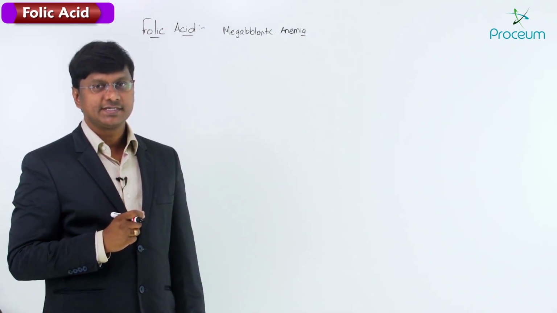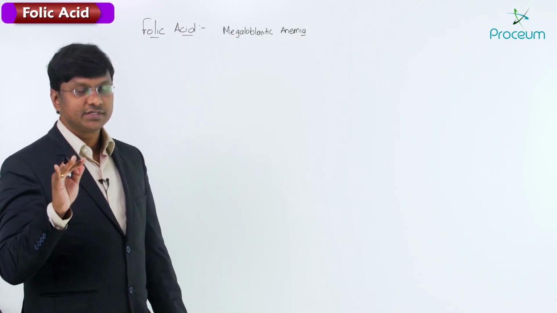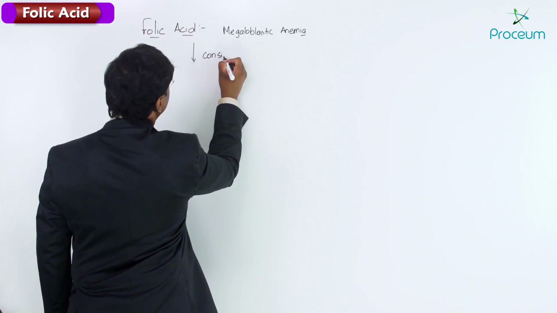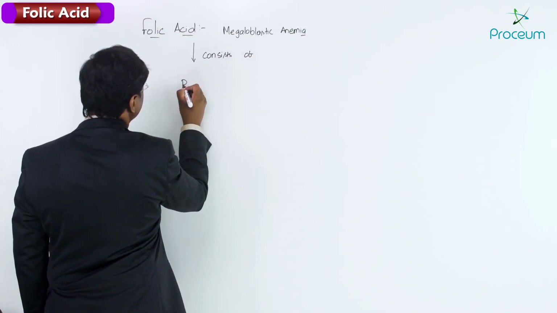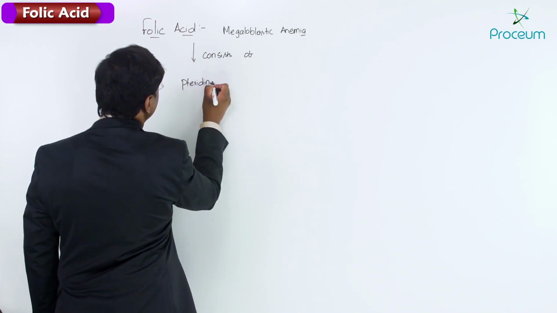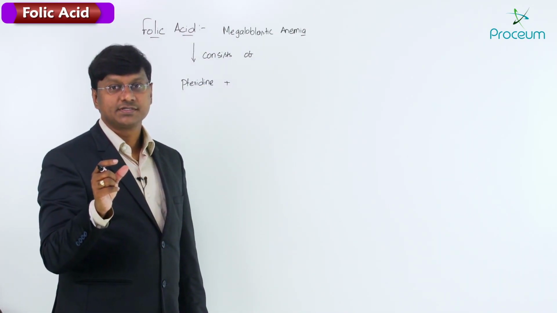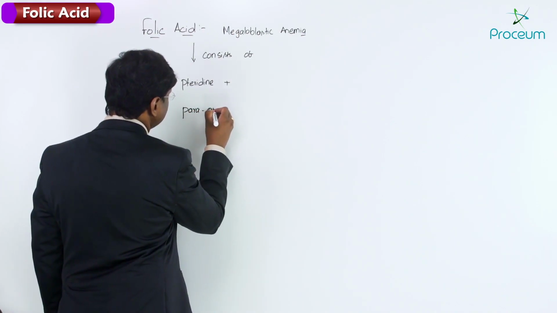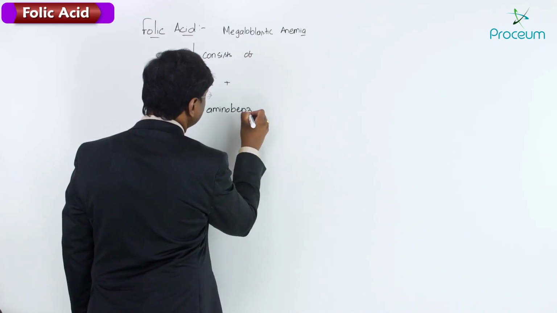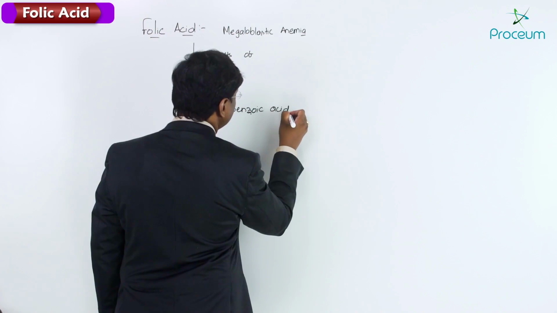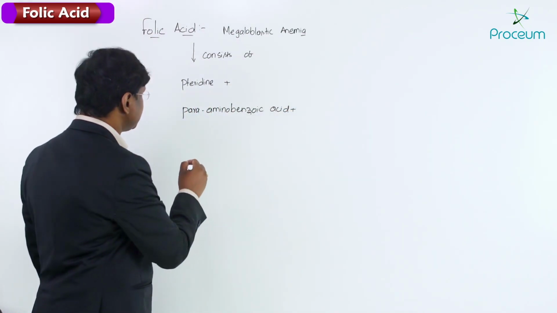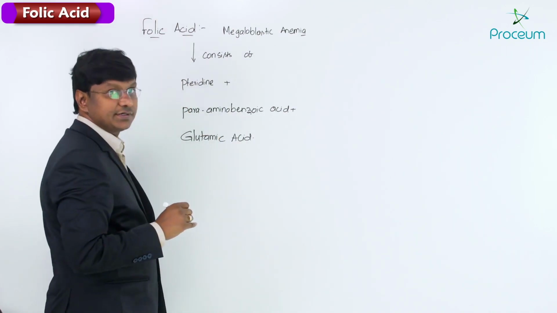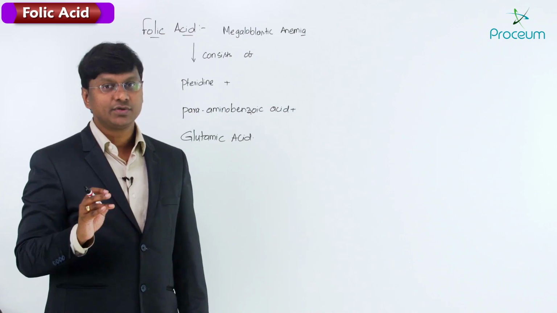Now, what does folic acid consist of? Folic acid consists of three important substances. Number one, pteridine. Number two, para-amino benzoic acid. And lastly, glutamic acid. So these are the three important substances within the folic acid: pteridine, para-amino benzoic acid and glutamic acid.